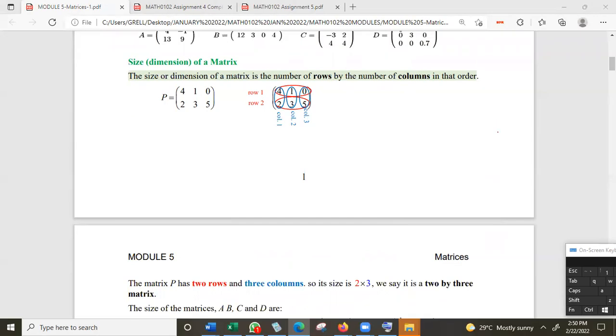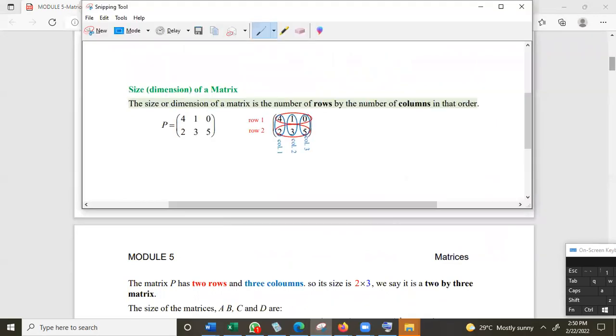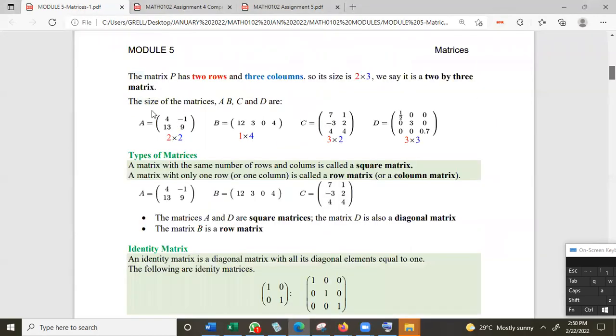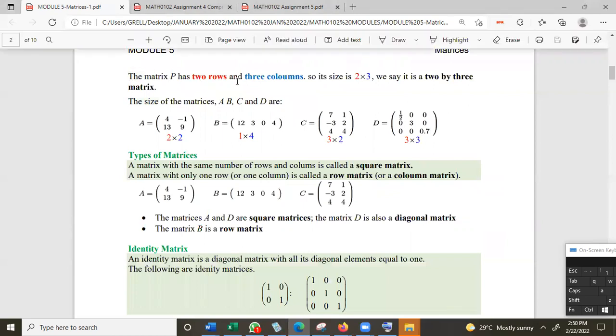All right. So here you have some examples. The matrix P has 2 rows and 3 columns. So its size is 2 by 3. We say that it is a 2 by 3 matrix. The sizes of matrices A, B, C, and D are, that's a 2 by 2, 2 rows and 2 columns, 2 by 2. This one has 1 row and 4 columns, so that's a 1 by 4. Okay.